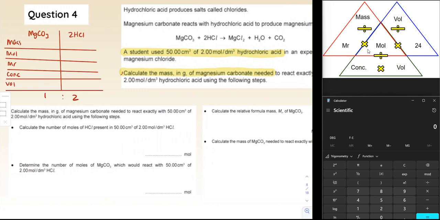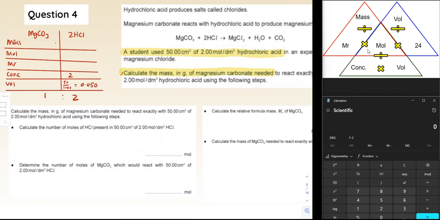Let's put in what the question has told us. The question has told us that we've got 50 centimeters cubed of hydrochloric acid. So we need to put that into decimeters cubed. So we need 50 over 1000, which is 0.050. And we know that we've got 2 moles per decimeters cubed, so we just put a 2 in there. We need to calculate the mass in grams over here.